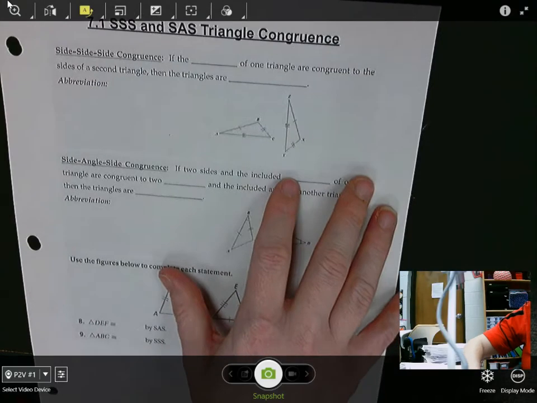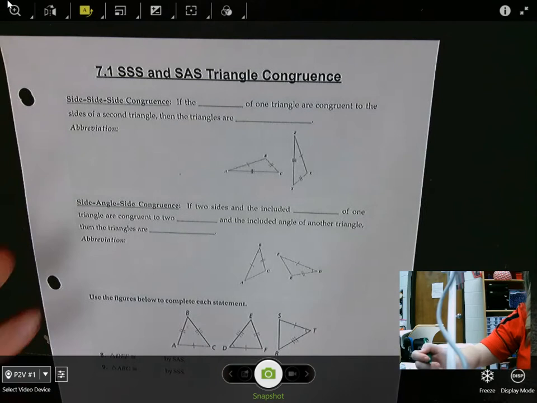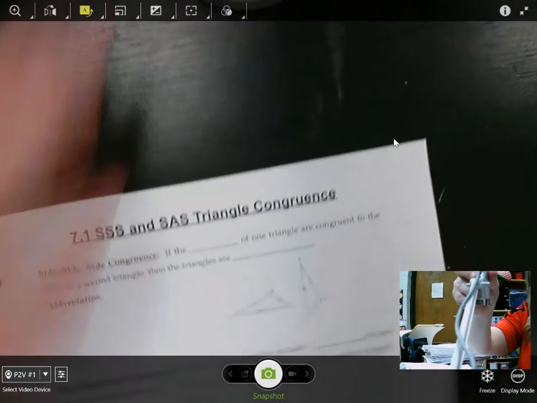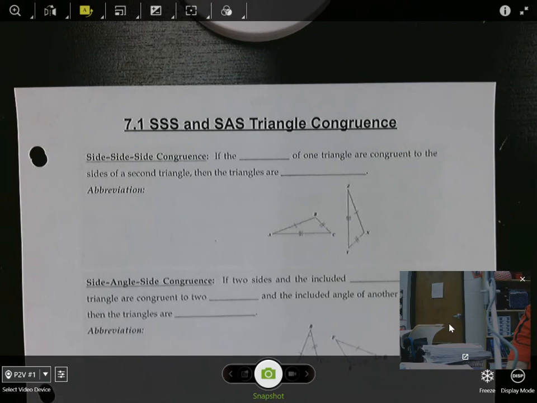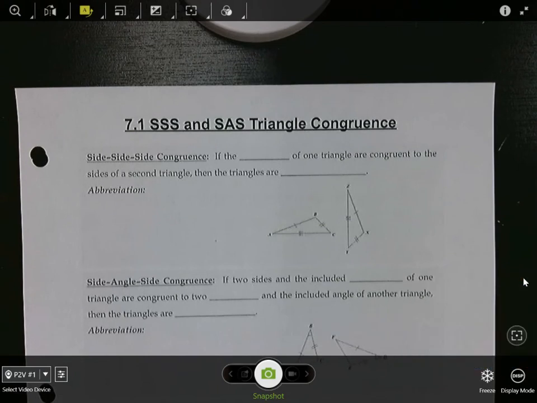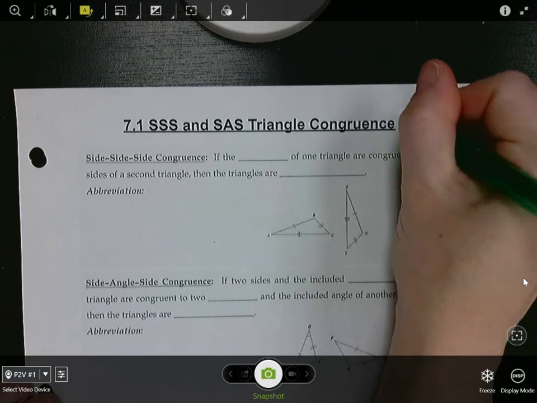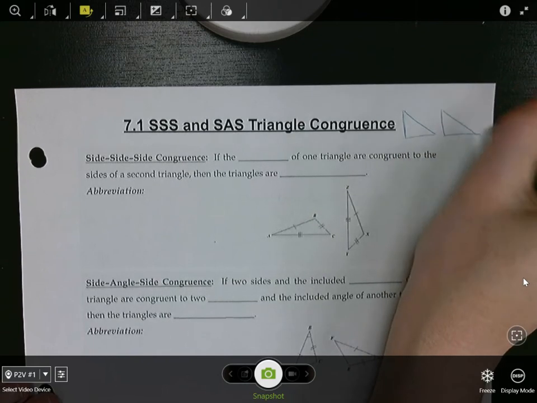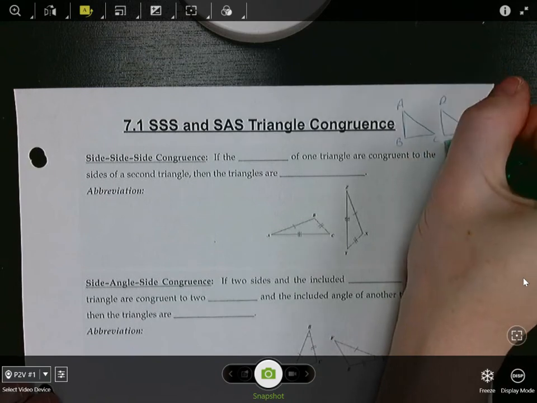All right, so triangle congruence. Previously, in order to prove two triangles congruent, you had to prove that all angles and all sides were congruent.